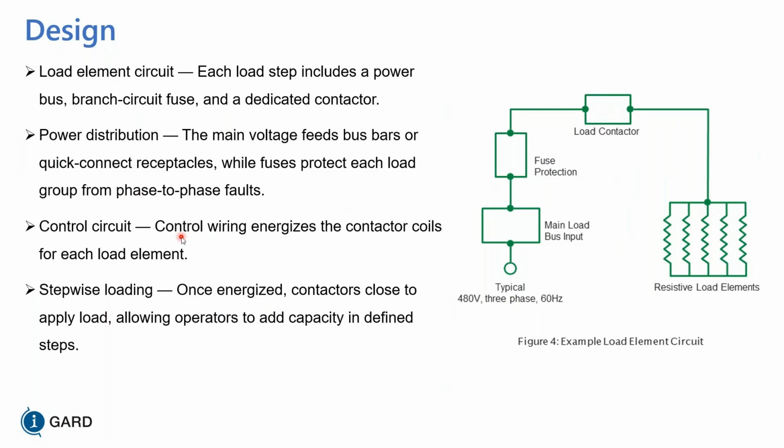Power distribution, main bus bars are used for quick connection. We went through that. Control circuit, every single individual resistor is protected by its own fuse. Again, those can be Y connected or delta connected loads. They act the same. They perform the same. It makes no difference to the power source whether they're Y or delta connected.